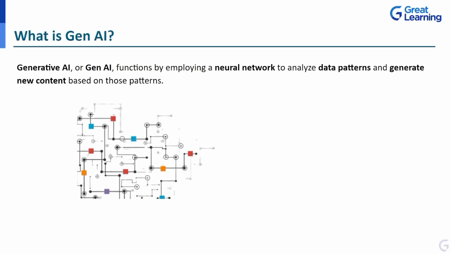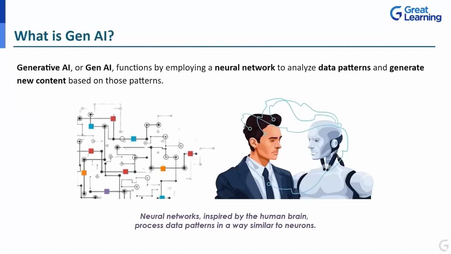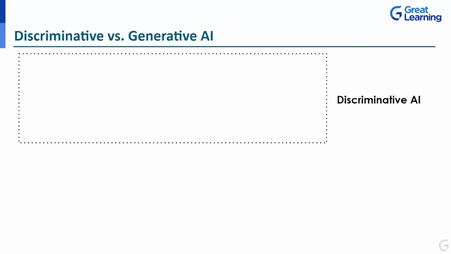Neural networks are nothing but a mimicry or a replication of your biological neurons, based on how they get activity from the brain and you do your work. It's nothing but a mimicry of that. Based on that mimicry, it analyzes data patterns and generates new content for you. Let's now quickly see what is the difference between discriminative and generative AI. Suppose you have a data set of different images of dogs, cats.